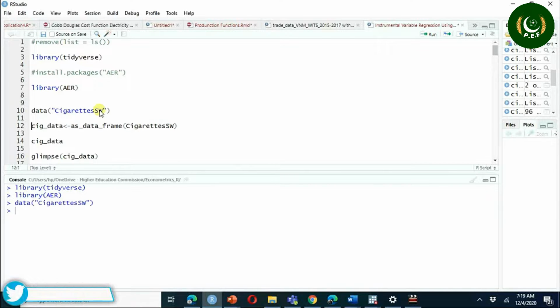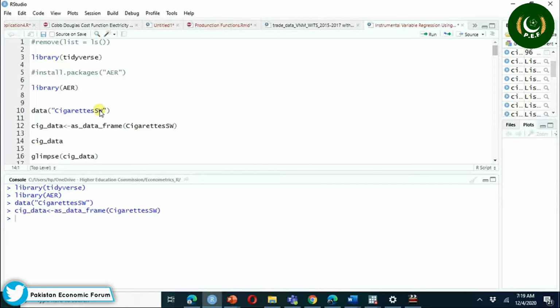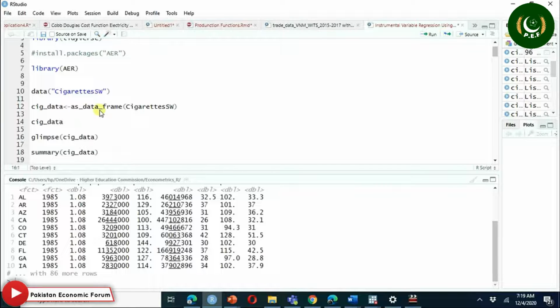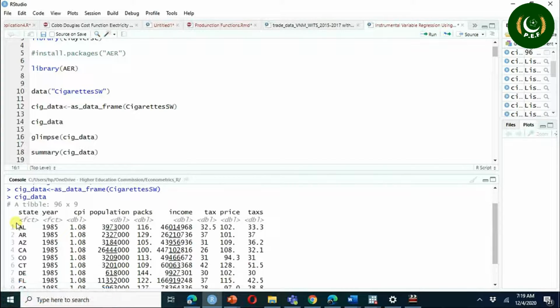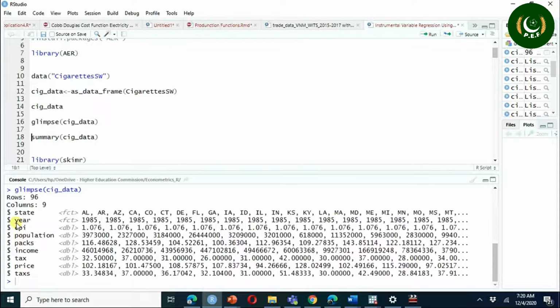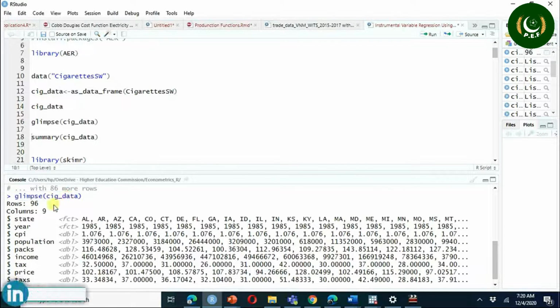I am going to convert it to a data frame; learn the basics of R with Zahid in my videos. This is your cigarette data, and you can see what it contains: state, year, CPI, population, packs, income. Another way of looking at this data is glimpse of cigarette data. When I run this command glimpse, we see we have 9 variables. The first 2 variables are factor variables; although year is 1985, the system reads it as a factor. CPI and the rest are continuous variables measured on a ratio scale.